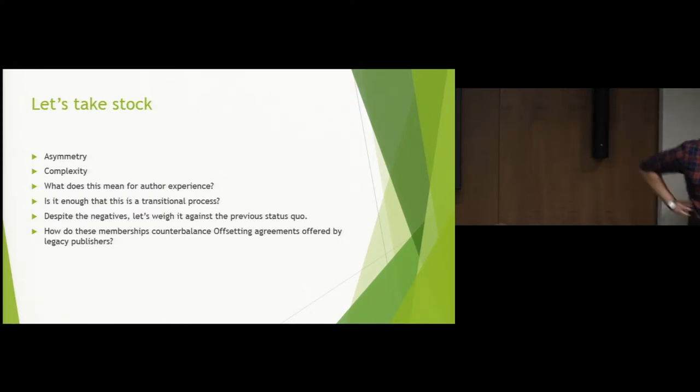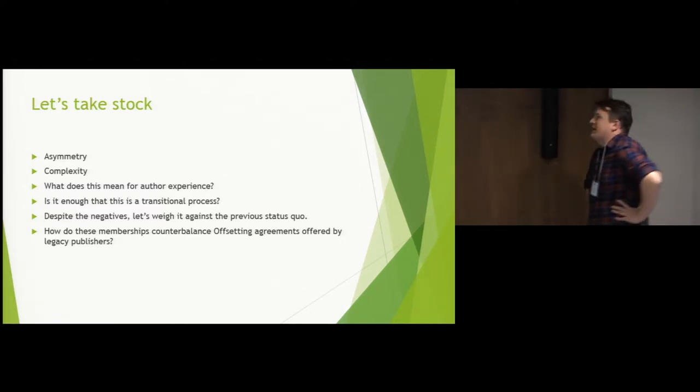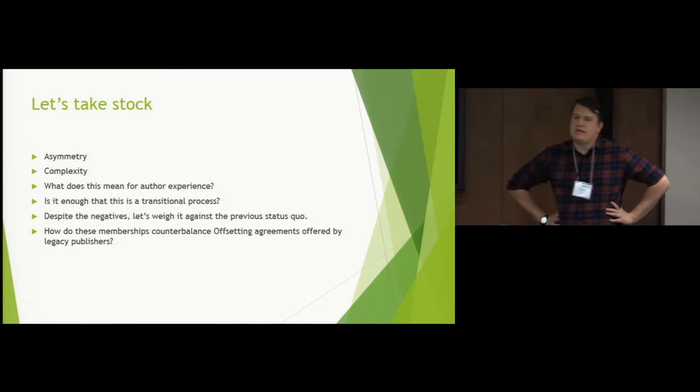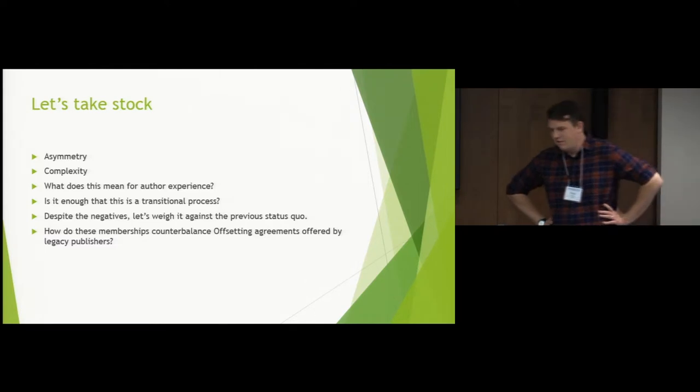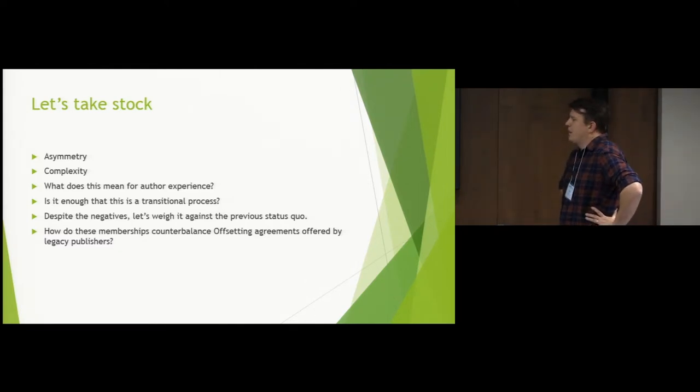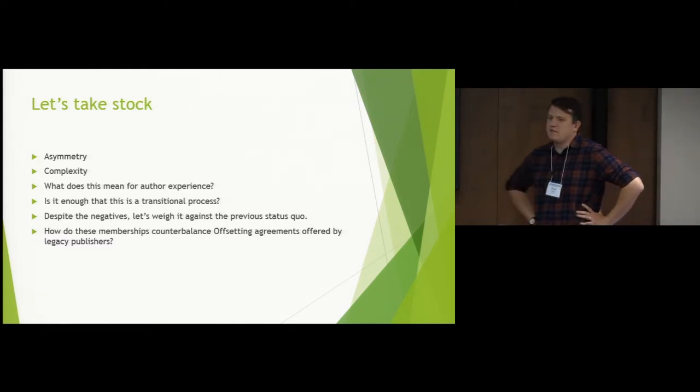So let's quickly take stock here. This is a system of asymmetry. It's haves and have-nots. It's a system that helps people who are already doing well to continue to do well. I think that's the fundamental problem of memberships as I see it.